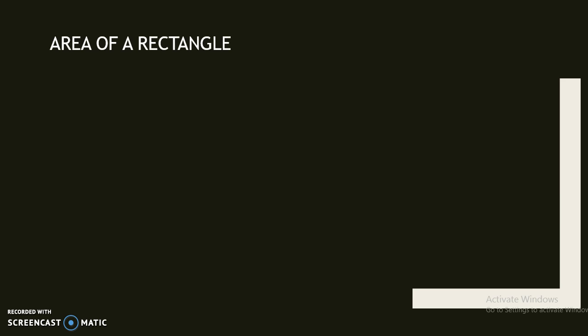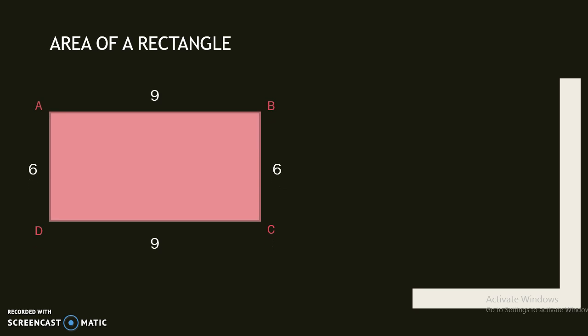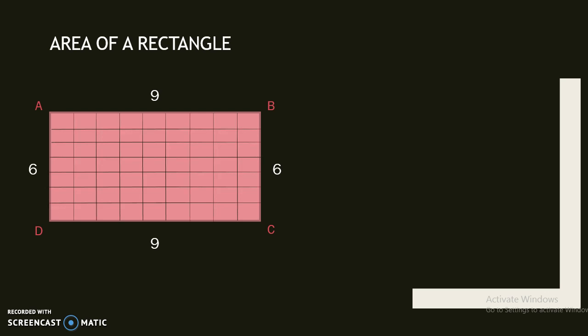First, area of a rectangle. We will use the same rectangle as before, which has the length CD of 9 and the width of 6. This time we will divide the rectangle into 9 columns and 6 rows. Forgive me for the unequal squares, I have tried my best, but if we count the total number of square units in this rectangle, we get 54 square units.